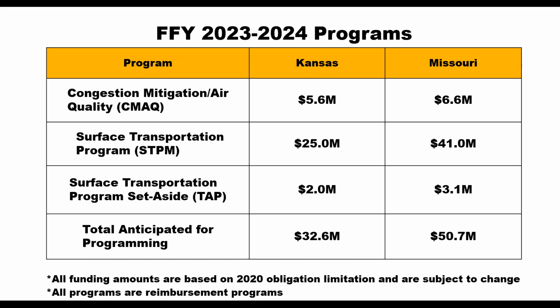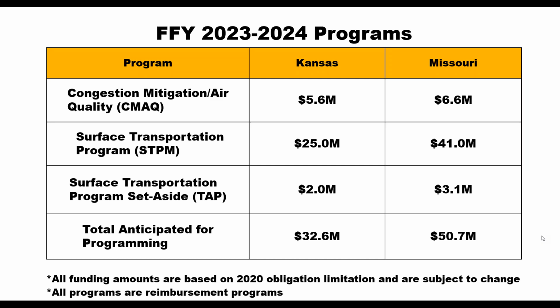You can see all of the funding that's available by all the programs out there. We're totaling up to $32.6 million or so in Kansas, and just a little better than, I believe, $50 million in Missouri. All of these funding amounts are based on 2020's obligation limitations provided to us by our departments of transportation. They are subject to change up until the end of things, although these are fairly stable estimates based on historical amounts that we've been programming.